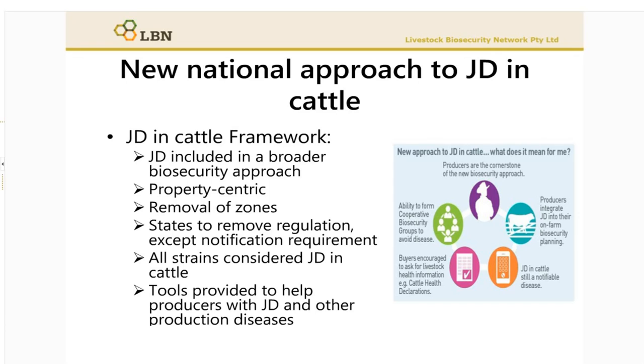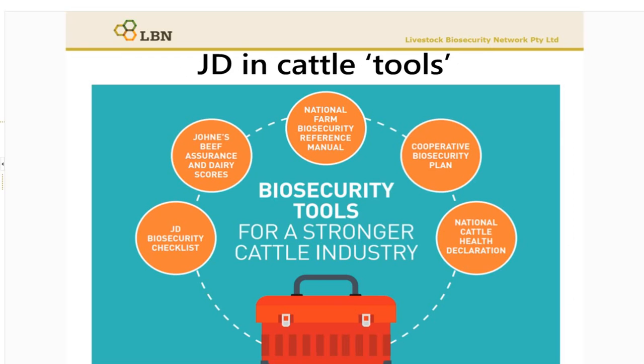There's also the ability to work cooperatively. Producers in segments of the market or small geographical areas can form cooperative biosecurity areas to try and avoid disease. This has developed into a whole suite of tools, which include the Johne's disease biosecurity test list, JBAS, the Johne's disease beef assurance score, the National Farm Biosecurity Reference Manual, and the National Cattle Health Declaration. Let's just go through them.